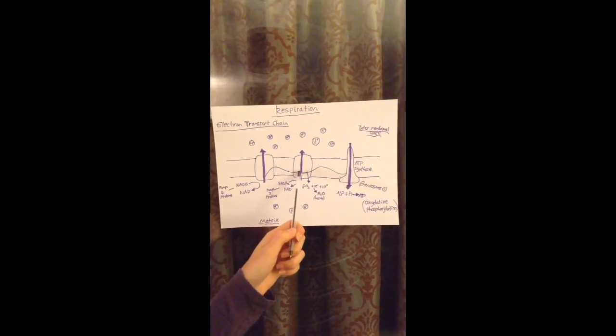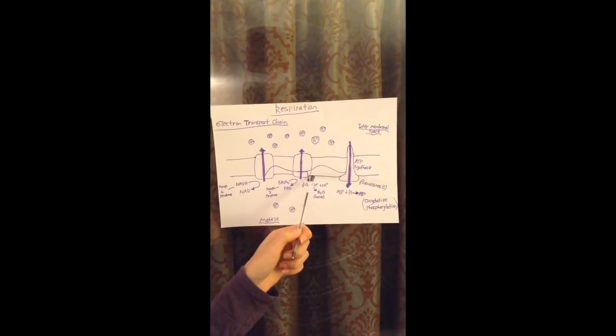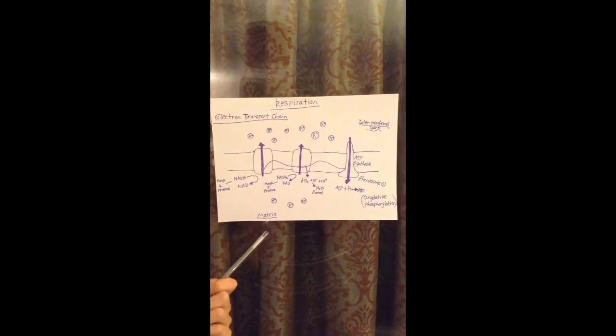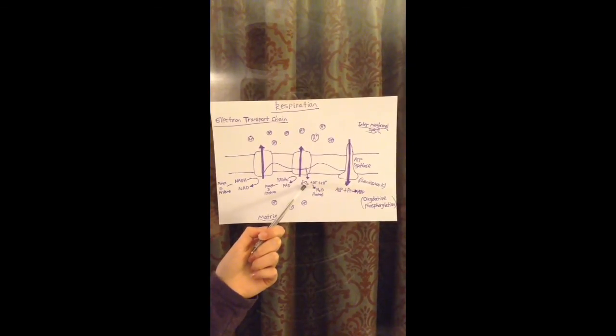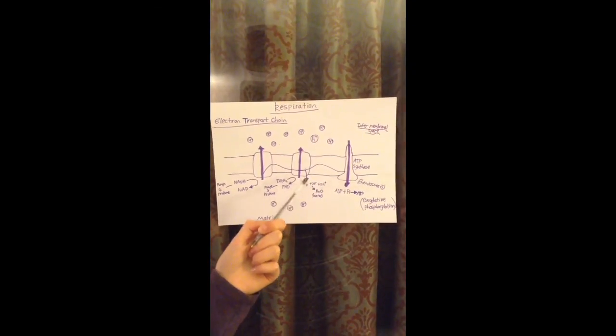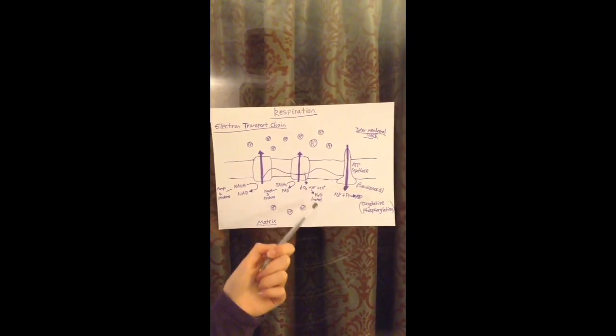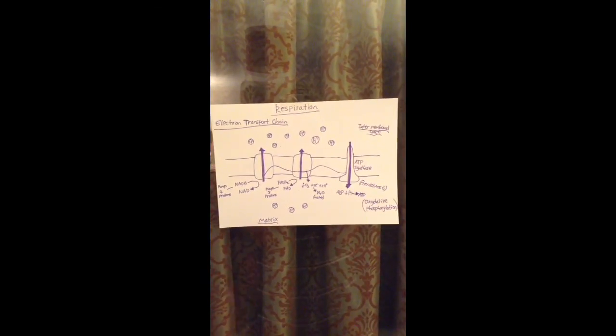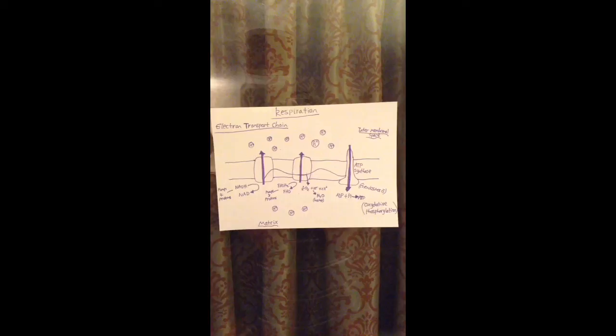When electrons leave this electron transport chain, the final electron acceptor, oxygen, is joined with the electrons and 2 H+ ions to form H2O, which is water, which is why we breathe out water in respiration.